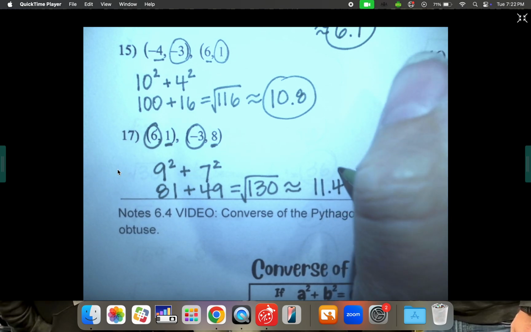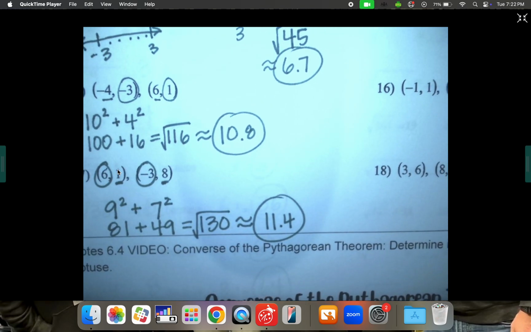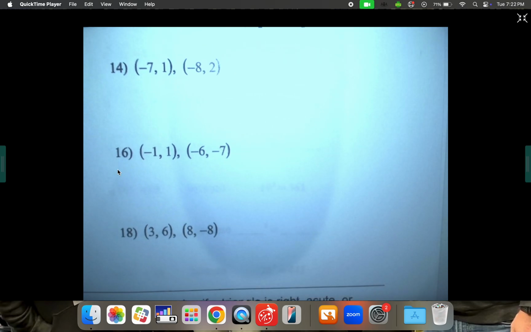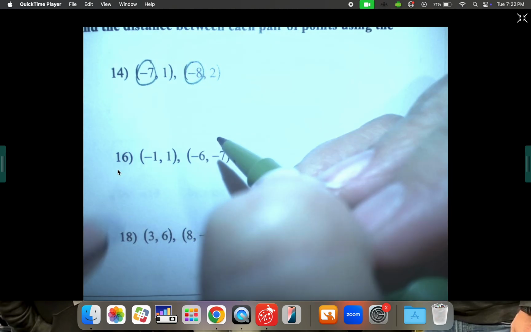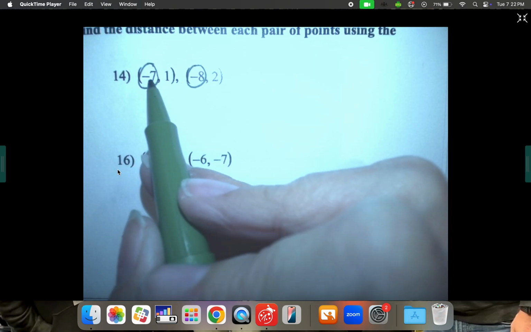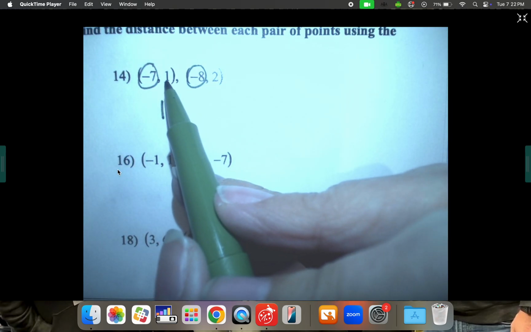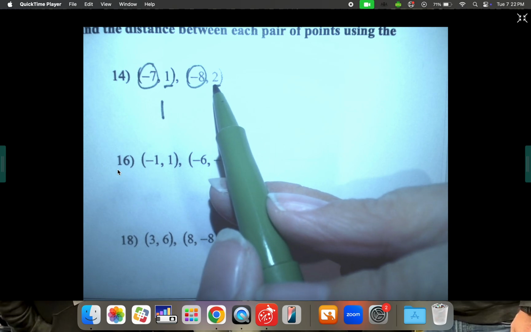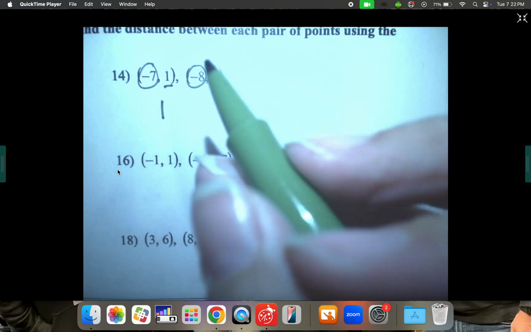Okay, if you are totally good on this part, pause the video, try the last 3 and check them. If you are not good on this part, let's do a few more. So only the x coordinates are from -7 to -8. If you go from -7 to -8, you've only taken 1 step. So that's 1. From 1 to 2, same thing. You've only taken 1 step on a number line if you're going from 1 to 2.